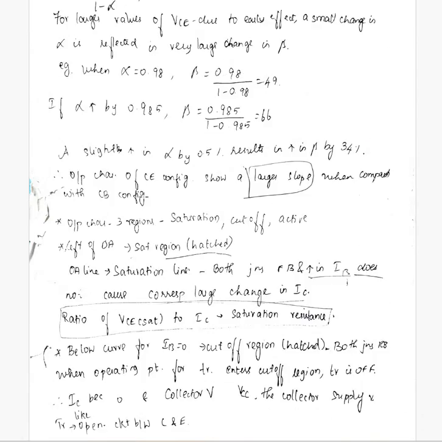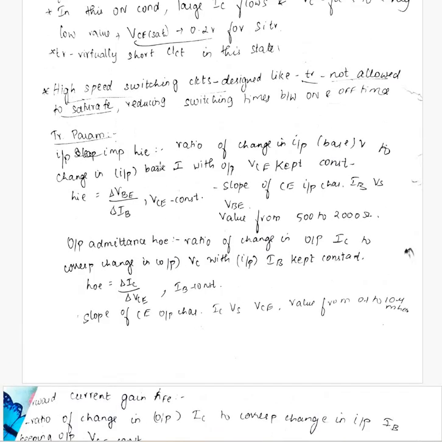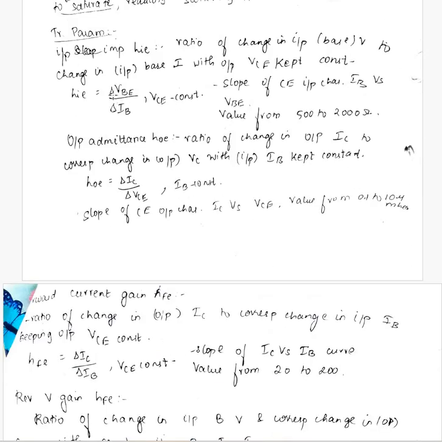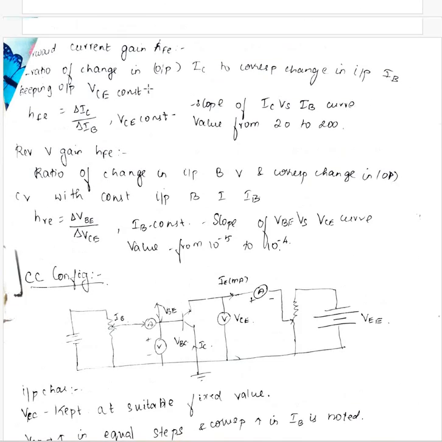Beta is the current gain of common emitter configuration. So beta equal to IC by IB. The transistor parameters: HIE, the input impedance, del VBE by del IB, keeping VCE constant, unit ohm. Output admittance, so output current by output voltage, keeping IB constant, unit mho. Forward current gain, so output current by input current, keeping VCE constant and no unit.